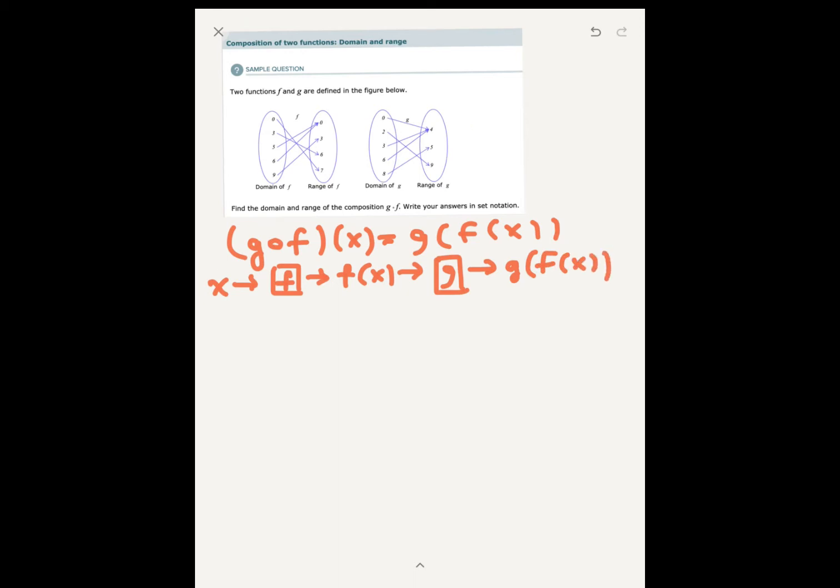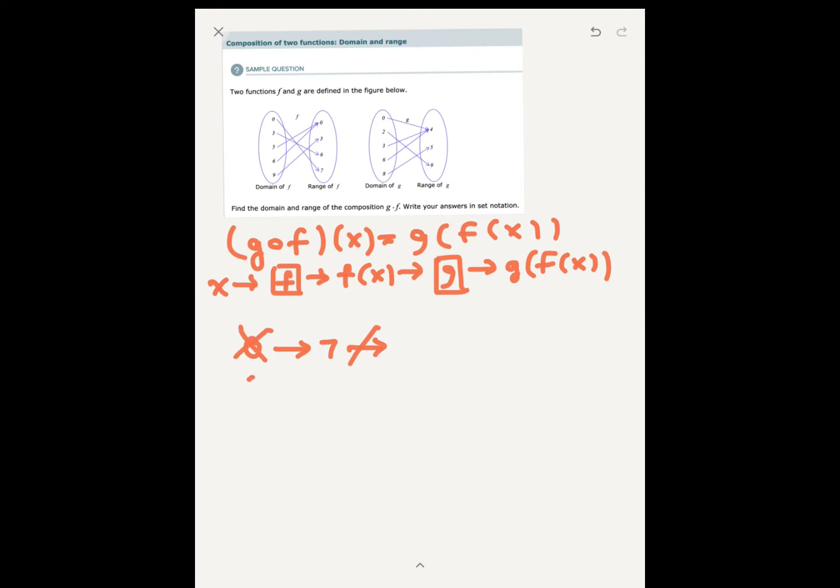So here's what I'm going to do. I'm going to look at 0. 0 is in the domain of f. F sends 0 to 7. And now I want to see what g does with 7. Except 7 is not in the domain of g. That means that this part fails. That means that 0 isn't going to work.